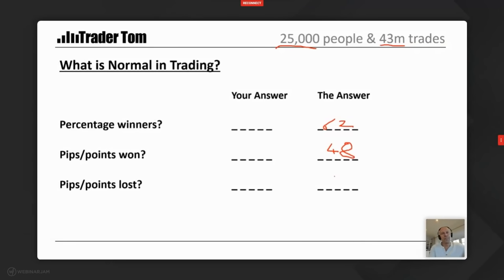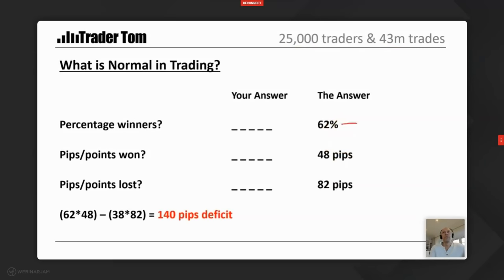You got an answer? Here we go. 62% of all trades were winning trades, when they won on average 48 odd pips. But when they lost, they lost about 80 odd pips. Is that a winning strategy? No, it isn't. Even though you have more winning trades than losing trades.